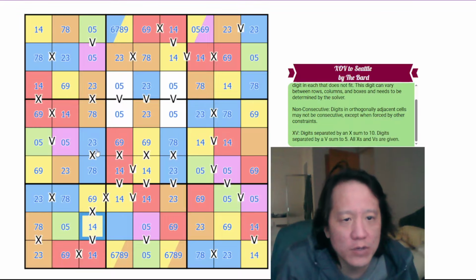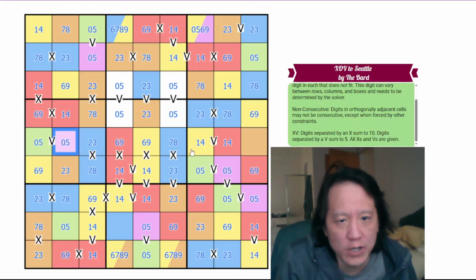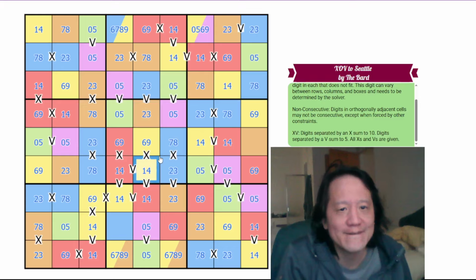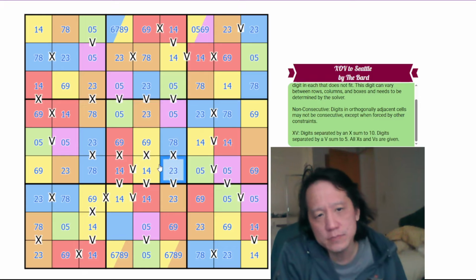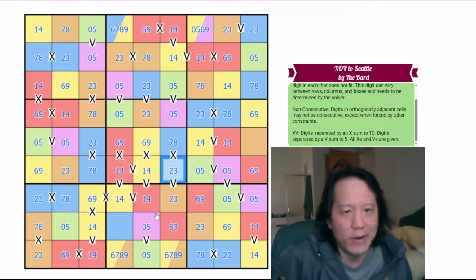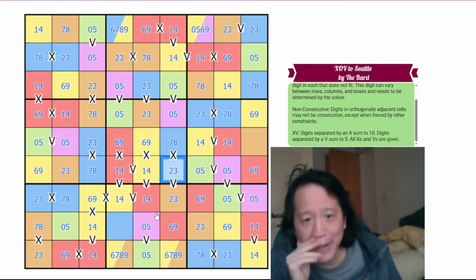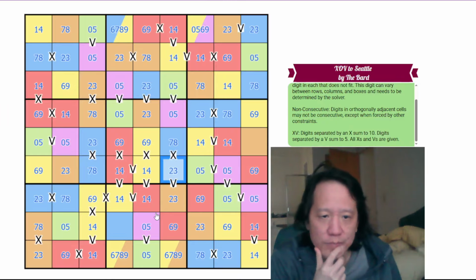Okay, so again, red and pink are not consecutive. Yellow and green are not consecutive. So this must be yellow with green, which makes this pink, which makes this green, which makes this pink. Okay. What does this mean? I don't really know.